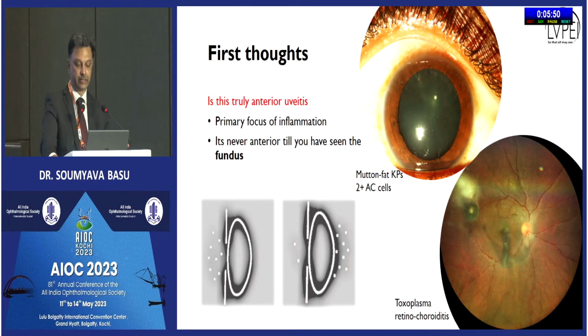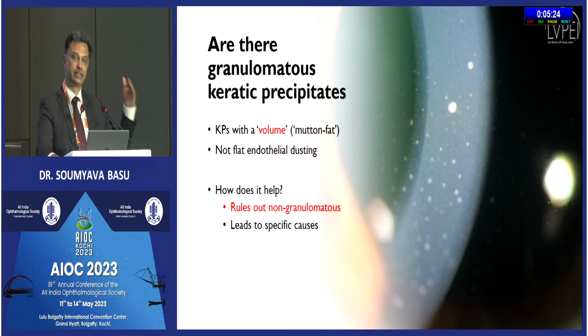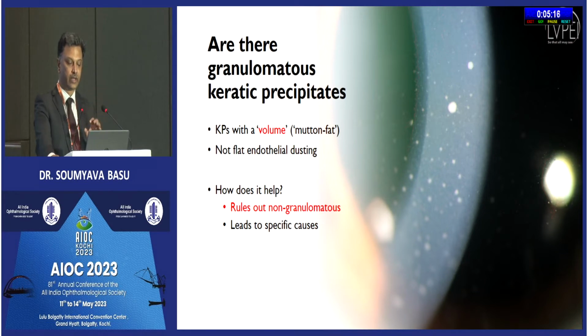Another point to highlight here is that we often talk about spillover inflammation into the posterior segment or into the anterior segment, but remember, it's not exactly spillover, but the cyclitis which leads to the inflammation in the vitreous, which you see in patients with anterior uveitis. So once you have made sure that you're dealing with anterior uveitis, where the focus of inflammation is in the anterior segment, look for granulomatous keratic precipitates, KPs with a volume and not just flat endothelial dusting.